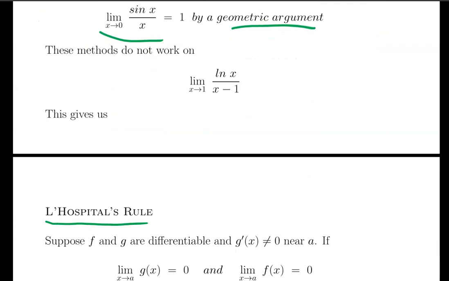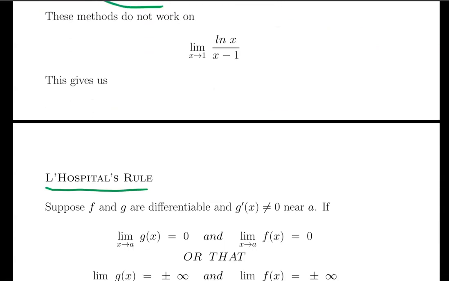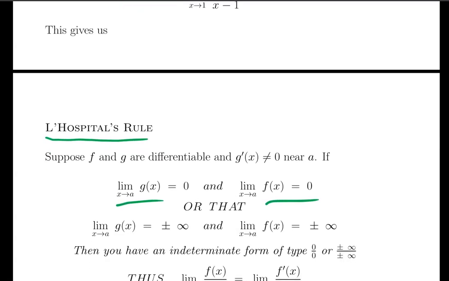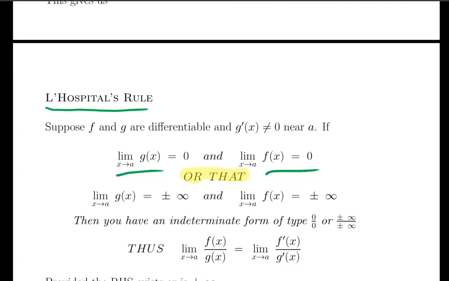Well, what does the rule or the technique say to do? If you have the situation where top and bottom are both going to 0, or another option, you can use the same rule if the top and bottom are both going to plus or minus infinity. The plus or minus doesn't matter. They're either getting large and negative or large and positive. You have an indeterminate form of type 0 over 0 or plus or minus infinity over plus or minus infinity.